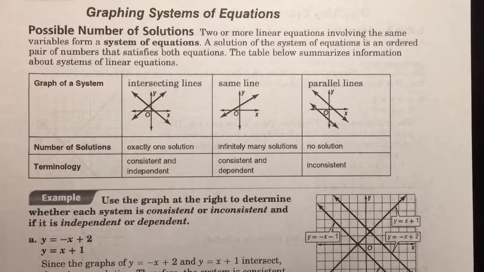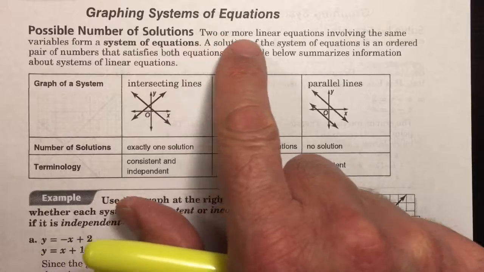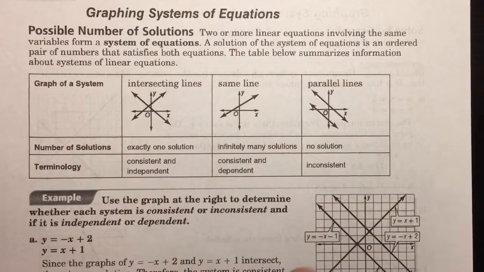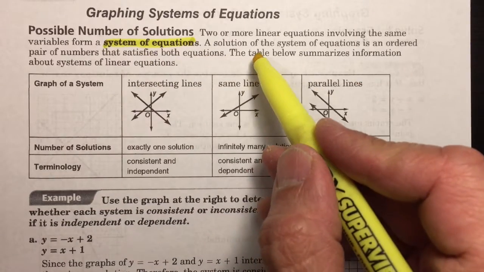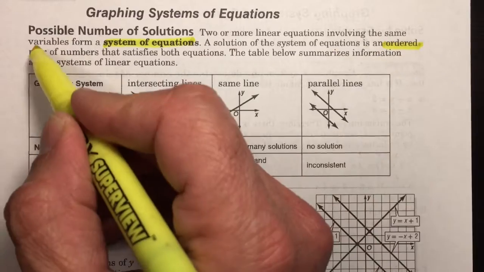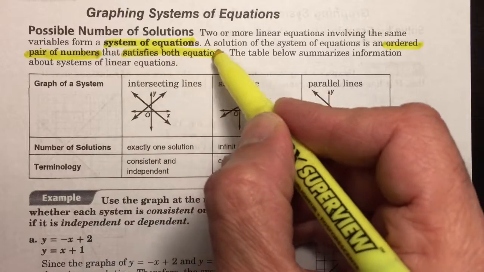Graphing systems of equations. Possible number of solutions. Two or more linear equations involving the same variables form a system of equations. A solution for the system of equations is an ordered pair, or a pair of numbers, that satisfies both equations.